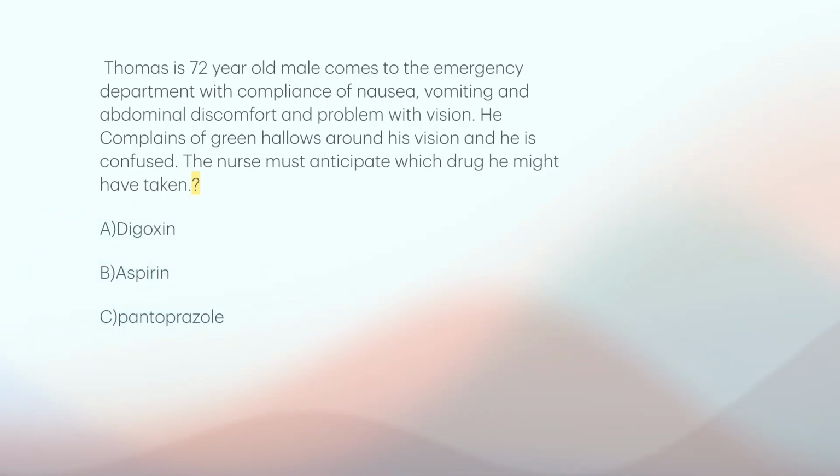Can you answer a question? Thomas, a 72-year-old male, comes to the emergency department with complaints of nausea, vomiting, abdominal discomfort and problems with vision. He complains of green halos around his vision and he is confused. The nurse must anticipate which drug he might have taken. Options are digoxin, aspirin, pantoprazole.